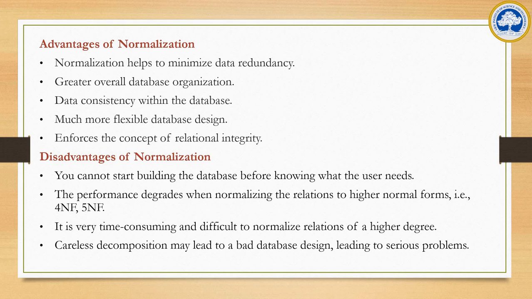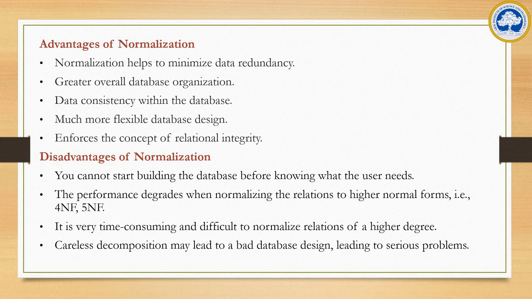First we want to know about the user's need, then we can do that. And when we go for the higher levels of normalization, like 4NF and 5NF, we need to do in-depth analysis; we can't simply apply those things. It needs some knowledge. It is very time consuming as well as difficult to normalize relations to higher degrees like 4NF and 5NF.